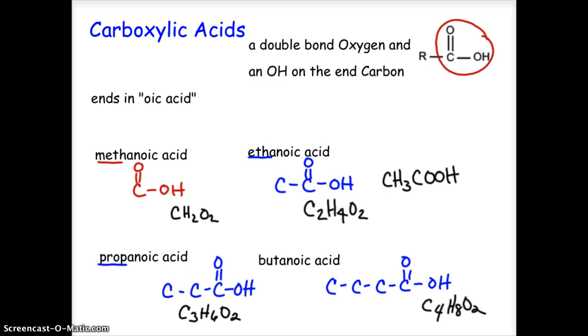That is how you draw carboxylic acids if you were given a name. If you were given a structure, again, you're going to look for that functional group, the double bond oxygen OH, and you should be able to classify that as a carboxylic acid.